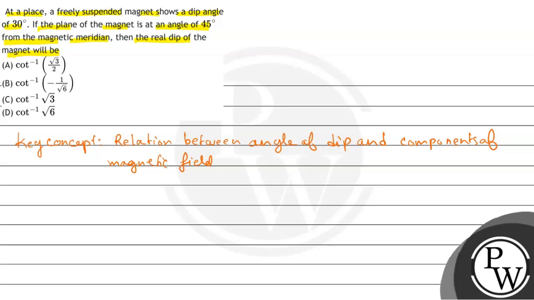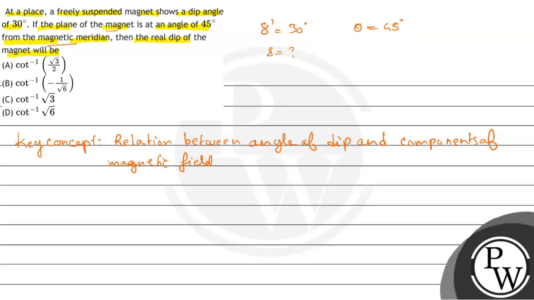right? तो क्वेश्चन में गिवन है कि हमारा जो apparent angle of dip that is delta dash is equals to 30 degree, और the angle between the plane of the magnet and the magnetic meridian, that is theta, is equals to 45 degree. So we have to find the real angle of dip, that is delta, right?